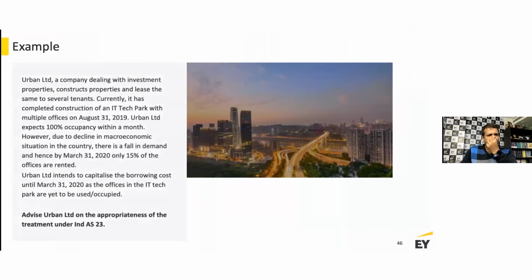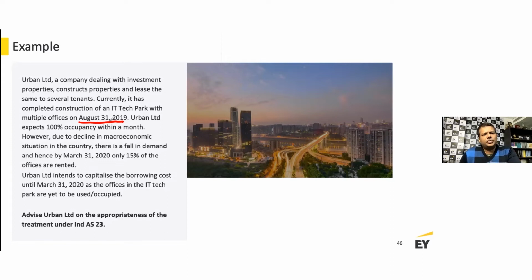So here, Urban Limited, a company dealing with investment properties, constructs properties and leases the same to several tenants. Currently, it has completed construction of an IT technology park with multiple offices on August 31st, 2019. Now, Urban Limited expects 100% occupancy within a month.